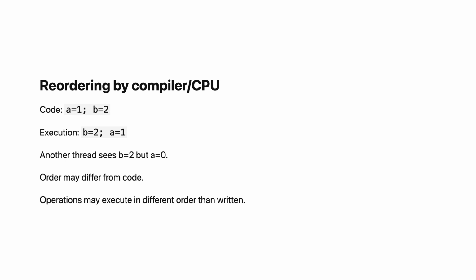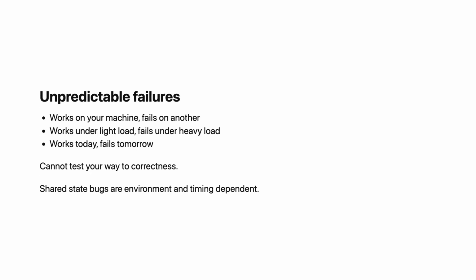Compilers and CPUs reorder operations for performance. You write A = 1; B = 2. The CPU might execute B = 2; A = 1. For a single thread, this is fine. But another thread might see B = 2 before A = 1. It expects if B is 2, A is 1, but A is still 0. Logic breaks. Reordering is invisible in single-threaded code. It becomes visible in multi-threaded code. Synchronization prevents harmful reordering. Without it, you cannot assume operations happen in the order you wrote them.